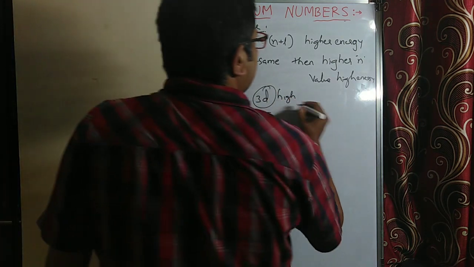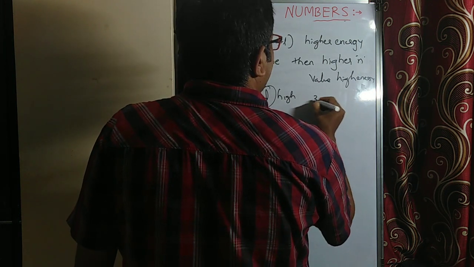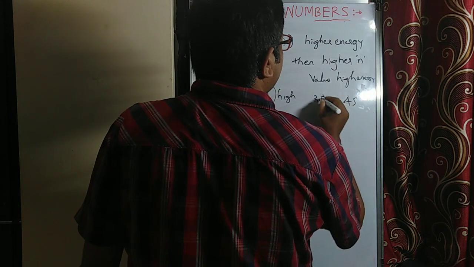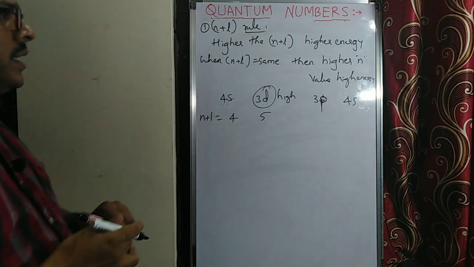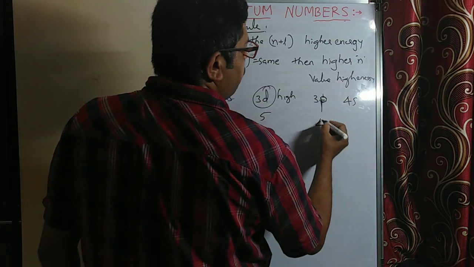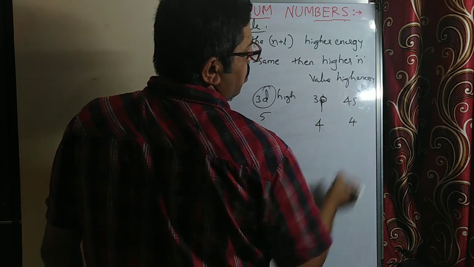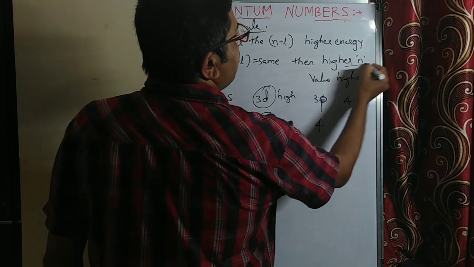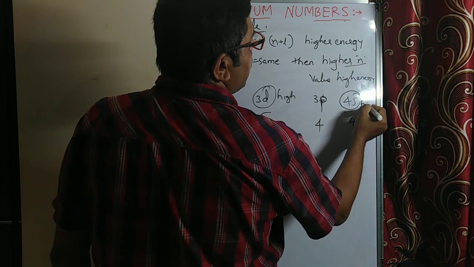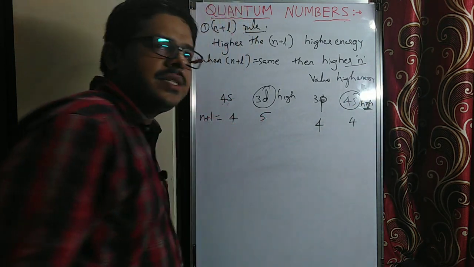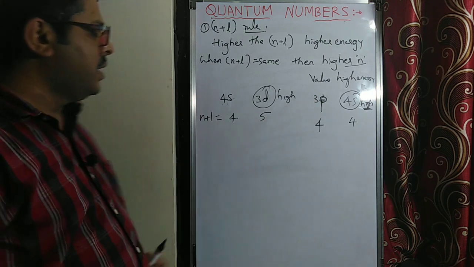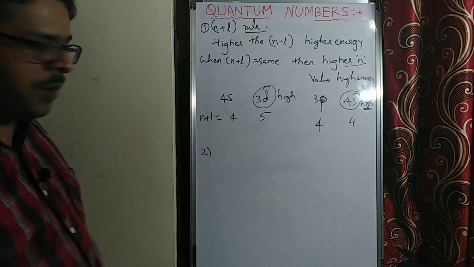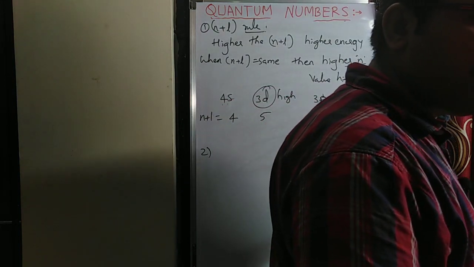Now consider 3p and 4s. For the 3p orbital, 3 plus 1 is 4. For 4s, 4 plus 0 is 4. Which has higher energy? Both have the same n plus l value. Remember, the higher the n value, the higher the energy. Very important point. Remember this.